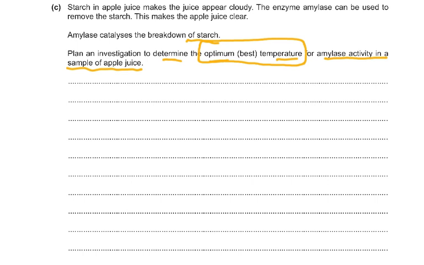Then we're going to see how much of the cloudiness of the juice goes away, because it said in the question that the starch makes the juice appear cloudy. So then the cloudiness should go away, it should become clear. Then how do you maintain the temperatures? Use a water bath, and then you measure samples at regular times. Then you use an iodine solution to test if any starch is present.